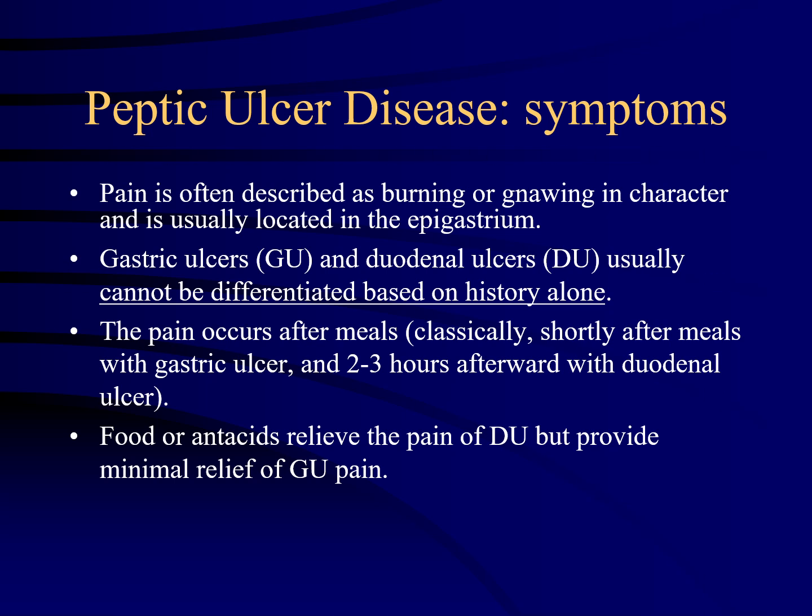So what are the symptoms of peptic ulcer disease? Pain, often described as burning in character and usually located in the epigastrium. It's very important to mention that gastric ulcers and duodenal ulcers usually cannot be differentiated based on history alone. But in general, the pain occurs after meals, classically shortly after meals with gastric ulcers and 2 to 3 hours afterwards with duodenal ulcers. Also, food and antacids relieve the pain of duodenal ulcers but provide minimal relief of gastric ulcer pain.